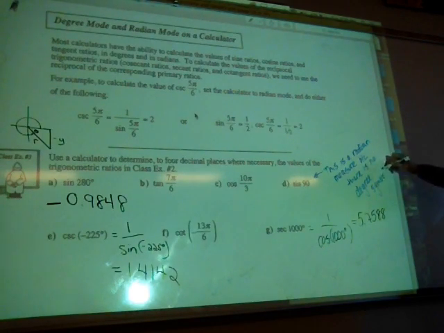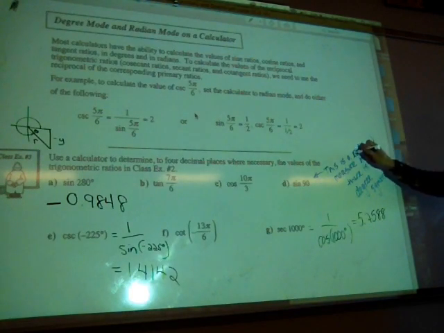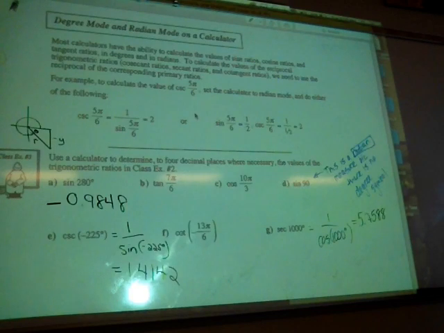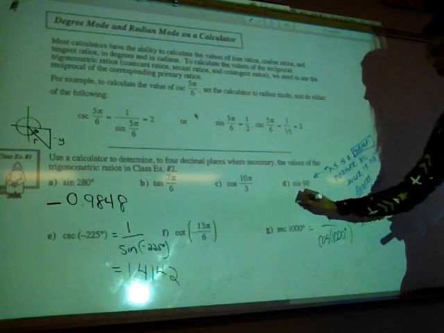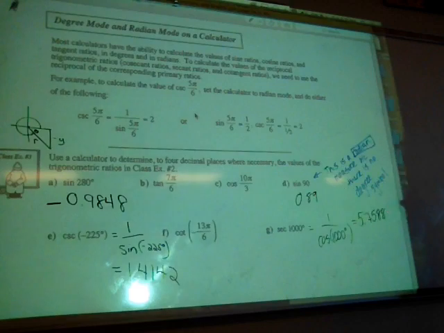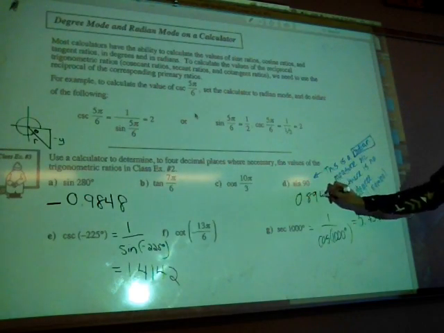Because there's no degree symbol, this is a radian measure, which means we have to be in radian mode. So since we're talking about it, let's calculate this one. First, we have to change our calculator to radian mode, and then we go sine 90. You should get 0.8940.